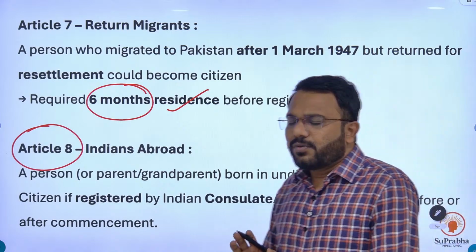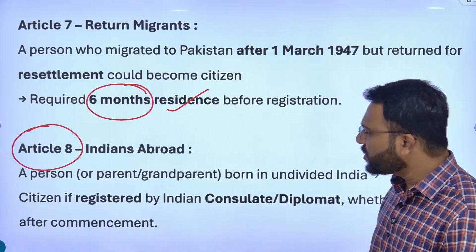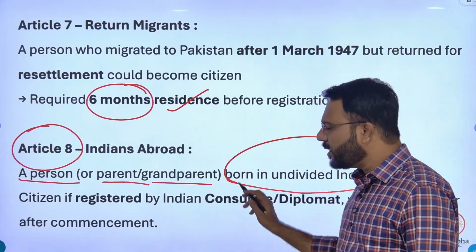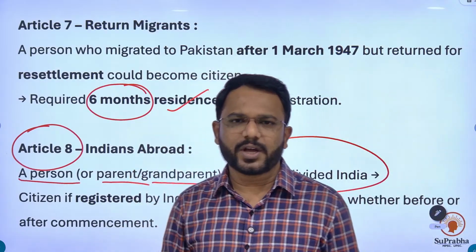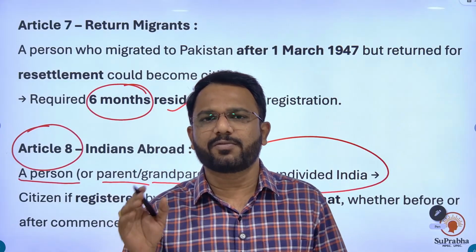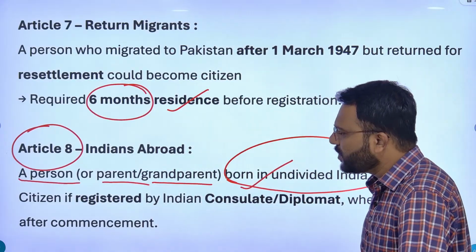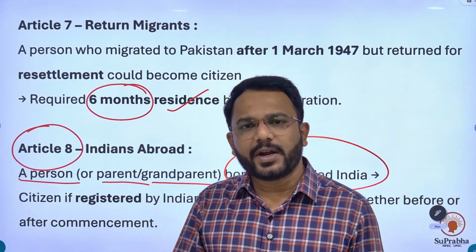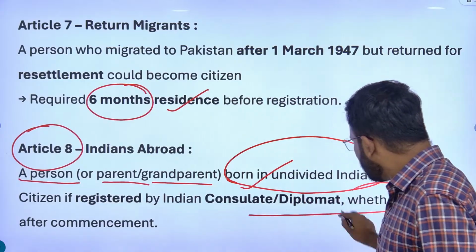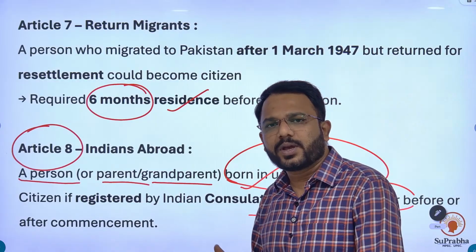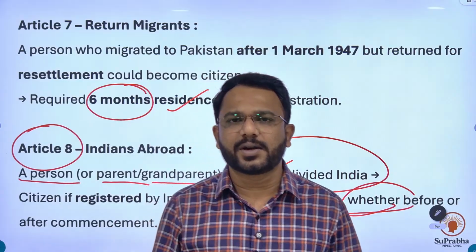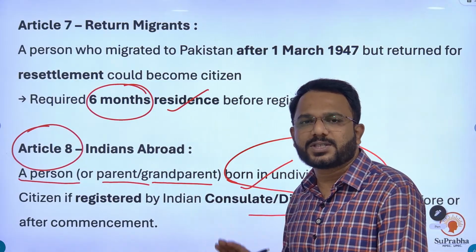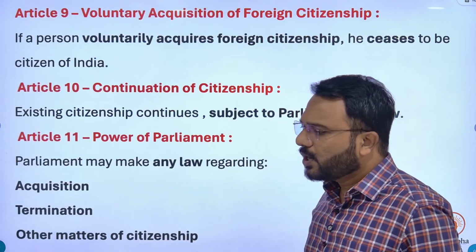So for them, the government of India formulated some provisions: the person, or his parents or grandparents, should have been born in undivided India. The condition was that he or she should have been born in India, or his or her parents or grandparents should have been born in India. After fulfilling this condition, the person should have registered himself or herself at the consulate or embassy of India in that nation, before or after the commencement of the Constitution. In this way, Indian nationals residing in other countries got their citizenship. So we have also covered the section related to nationals residing abroad. Now comes Article number 9.